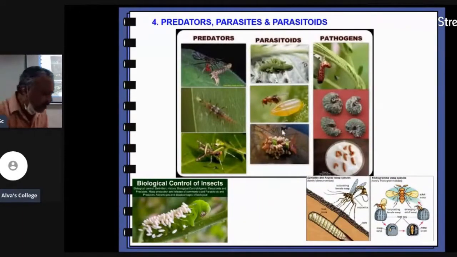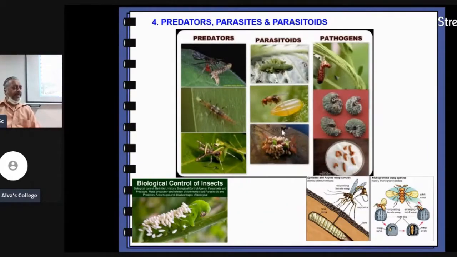Now, yet another unseen, crucial function carried out by insects is that they are important predators, parasites, and parasitoids. Now, what are predators? So you must have seen cats like tigers and lions, how they pounce upon the prey and kill them. So they are called predators. Similarly, in the insect world, we have predators. So what they do is they grab the smaller insects which damage our crops, and they devour them. And they are larger in size than the prey.